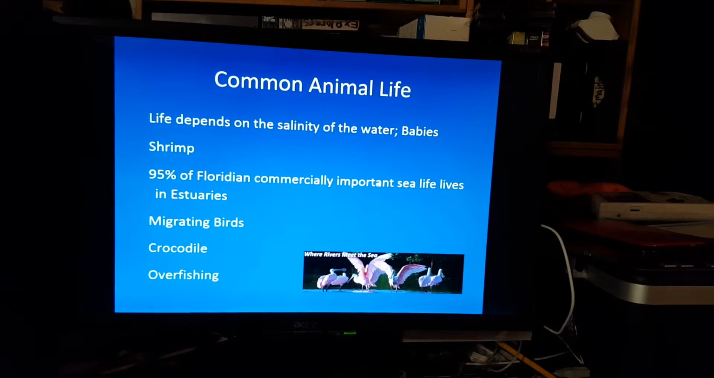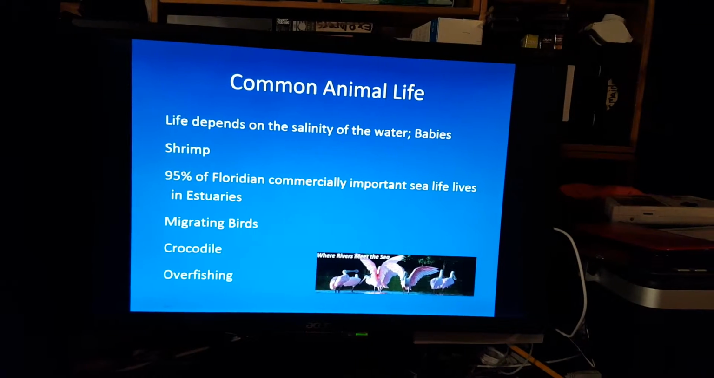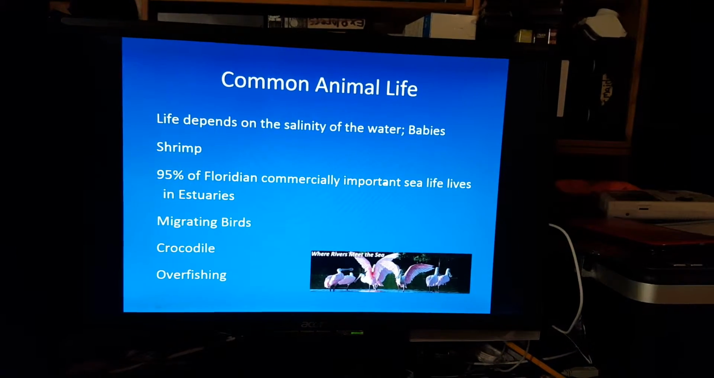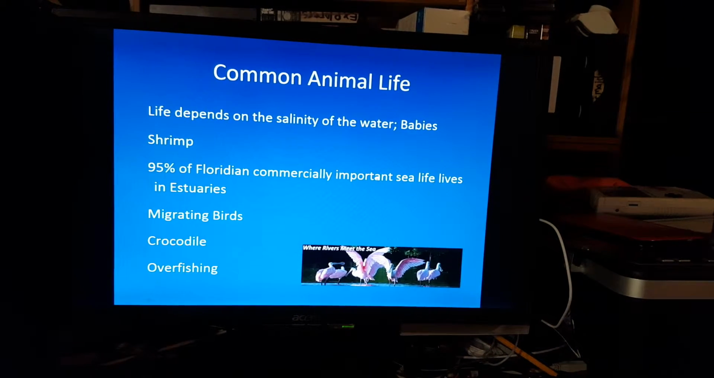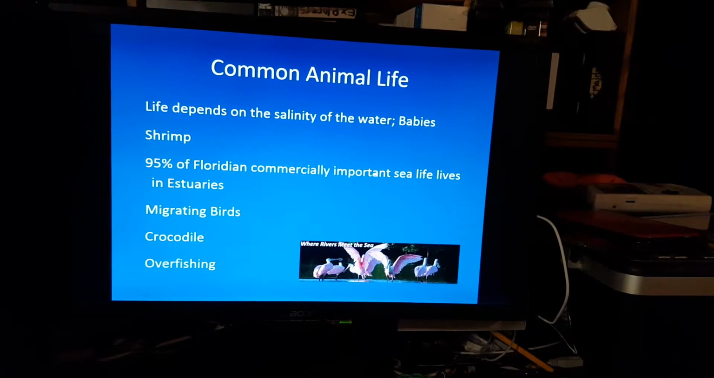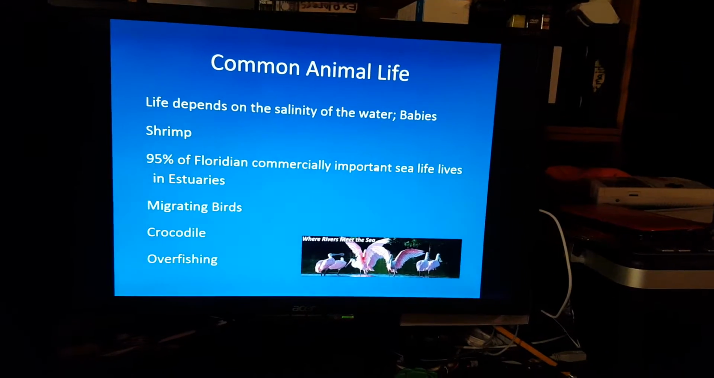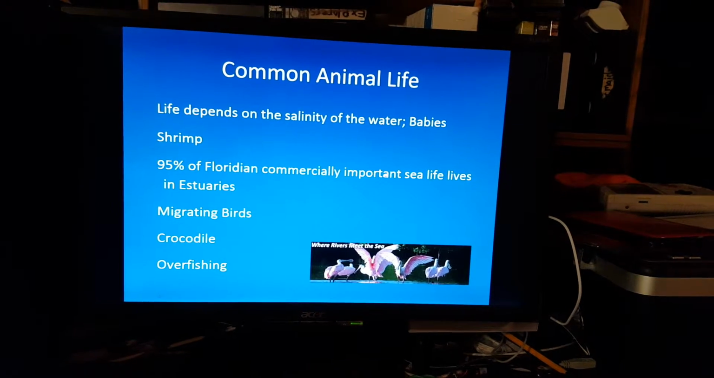Shrimp are very commonly found and very commonly farmed. Thus, North Carolina and Florida, having both the largest number of estuaries, are also the biggest producers of shrimp. Migrating birds are found very often in estuaries due to the plentiful sources of food and lodging. Overfishing has become a very big problem.